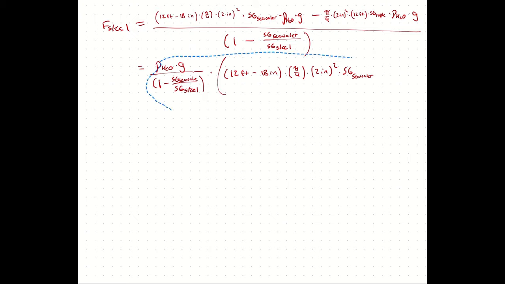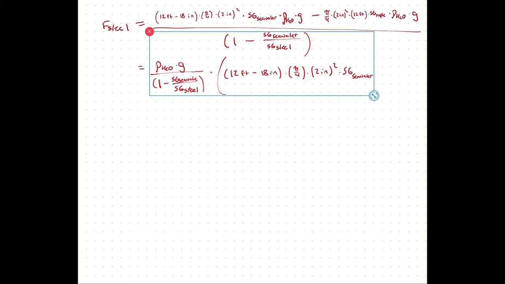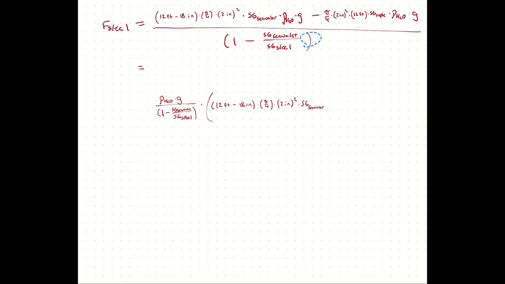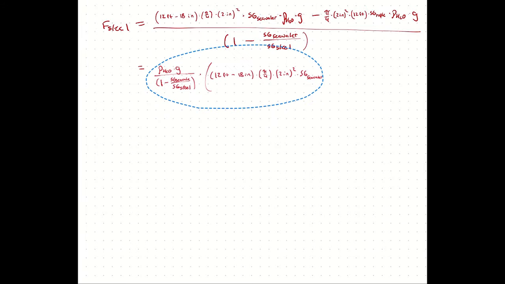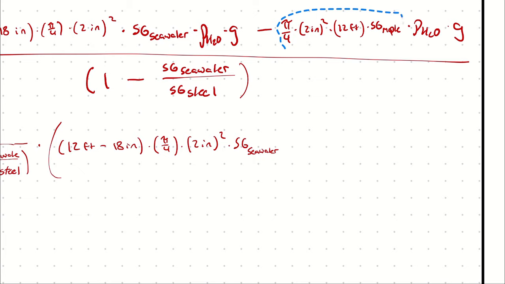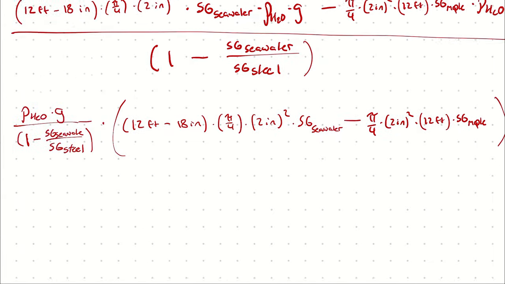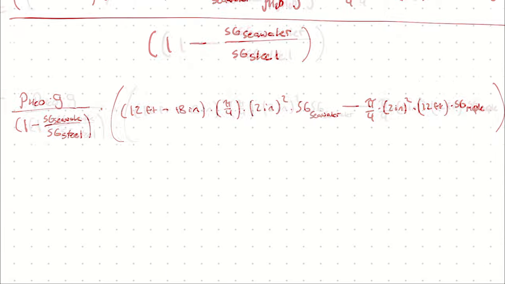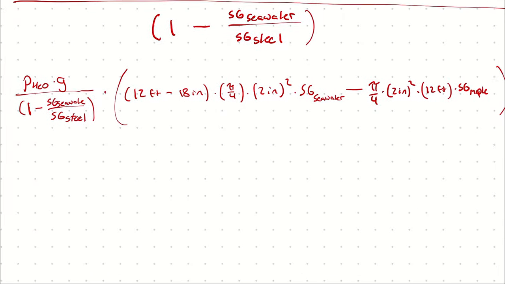And I will shrink that down a little bit, give myself more room. Yes, iPad. Shrink that parenthesis. That's what I wanted. And then we are subtracting this stuff. Cool. Hey, look. We made our lives a little bit easier by factoring stuff out. Is there anything else that I can factor out? You're right. I can do that. I can factor out the pi over 4 and the 2 inches squared.